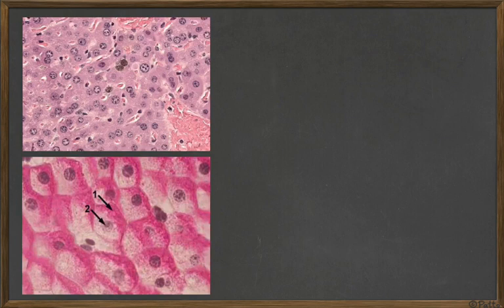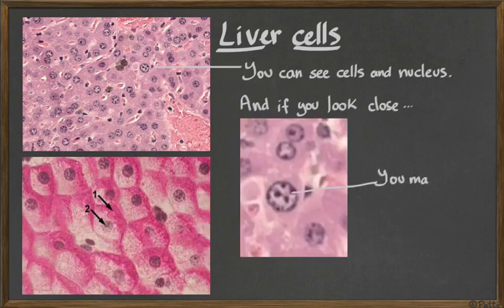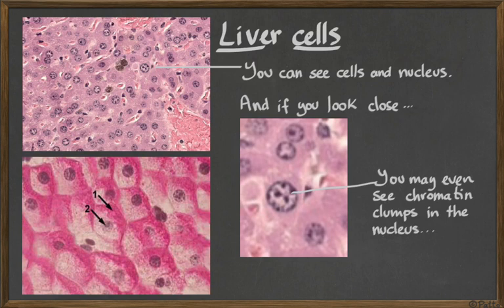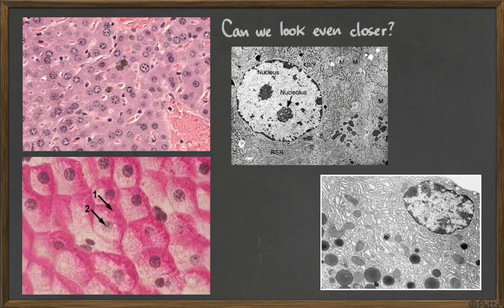Okay, here are a few images for you. We have liver cells. There you can see the cell, you can see the nucleus, and if you look very, very close, you may even be able to see some clumps inside the nucleus. That's chromatin. This is magnified a lot for us to be able to see these liver cells better. And we can look closer here.